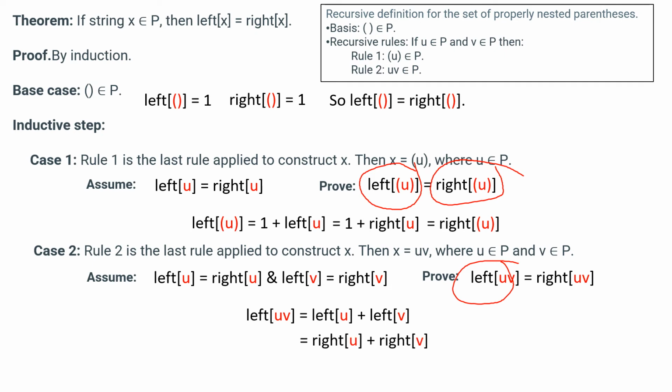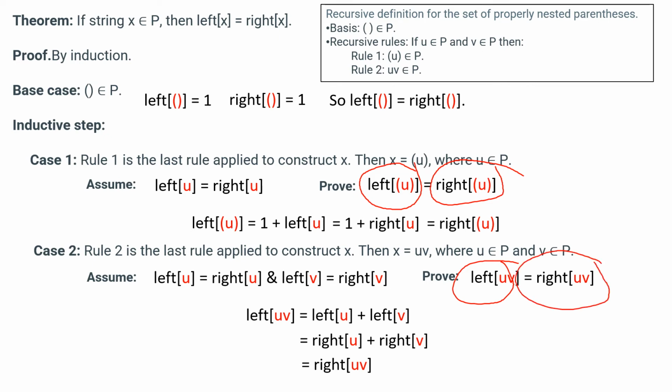But remember, our assumption is that u is balanced and v is balanced. So if that's the case, we can replace left of u and left of v with right of u and right of v. And then if we put them together, we would still have the same number of parentheses, and we would just add those together. So the number of right parentheses in uv would be equal to what was right above it.